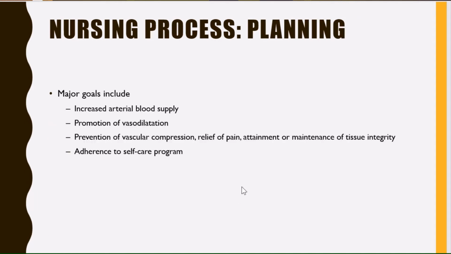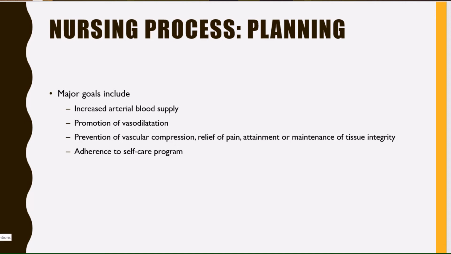Planning. So the major goals include increase arterial blood supply. You really want to restore that blood supply, promotion of vasodilation and prevention of vascular compression, and self-care program. It's so important to have that adherence, complying with the self-care program.